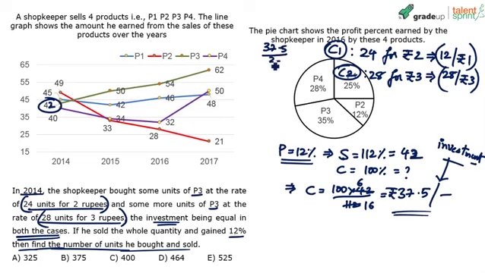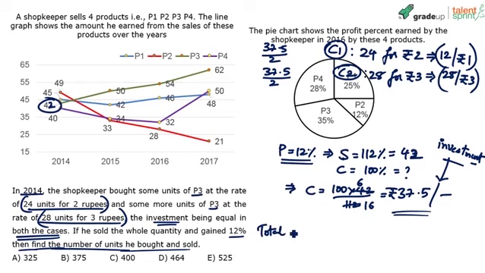37.5 by 2 rupees. How much has he spent in case 2? Same, 37.5 by 2 rupees. I know that in case 1, I can get 12 units for 1 rupee. So how many will I get for 37.5 by 2 rupees? 37.5 by 2 into 12. You're able to follow?